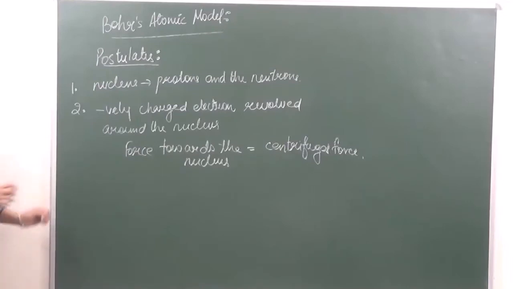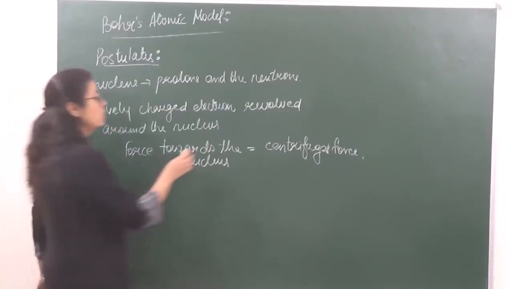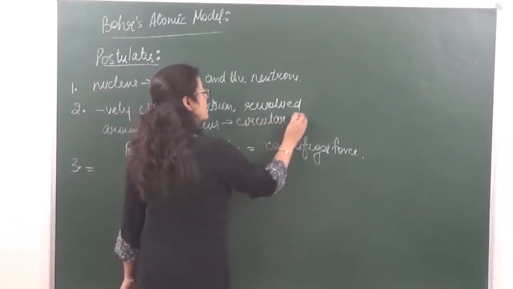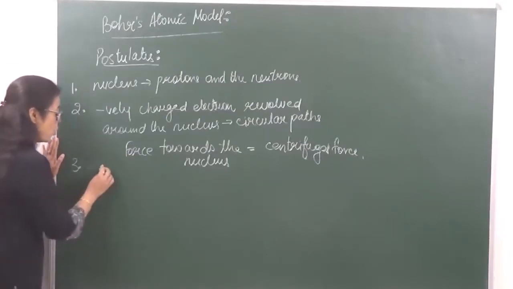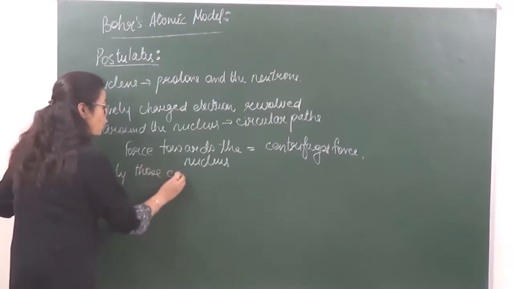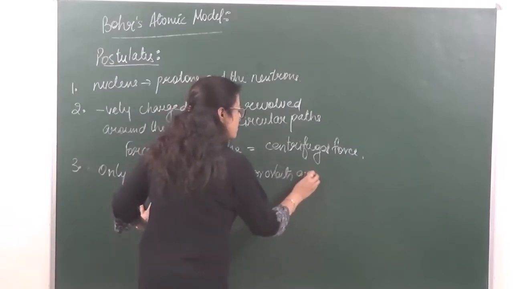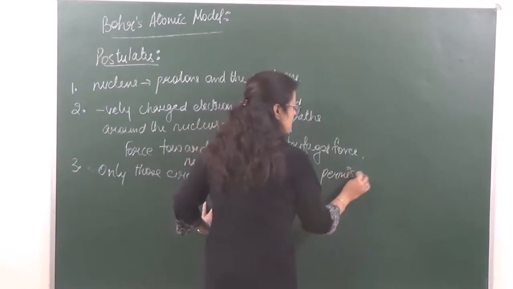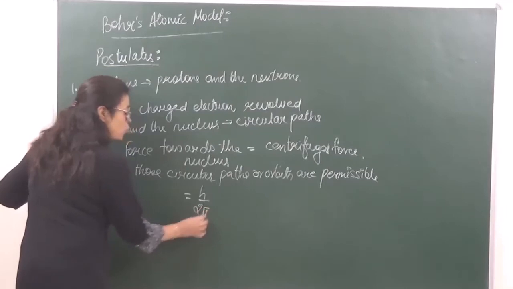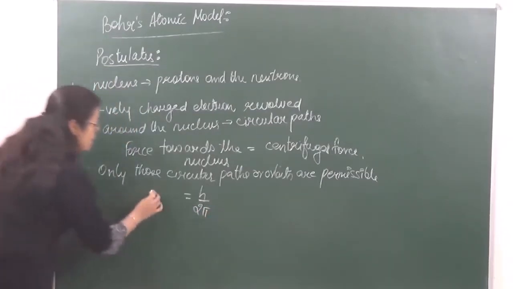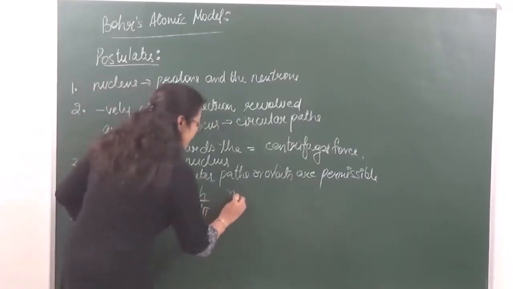Okay? Then the third postulate was that out of infinite number of circular paths, this negatively charged electron that is revolving around the nucleus in circular paths, so there are infinite number of circular paths. According to Bohr, only those circular paths or orbits are permissible which have an angular momentum which is an integral multiple of h upon 2 pi. Right? So n over here is going to be an integer.